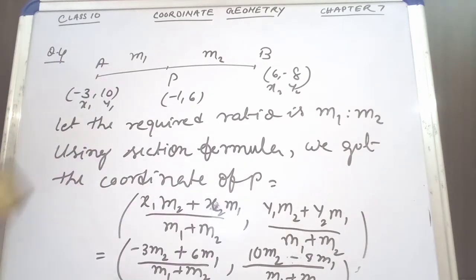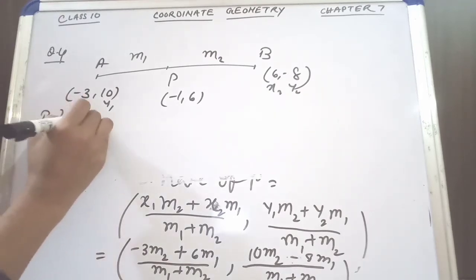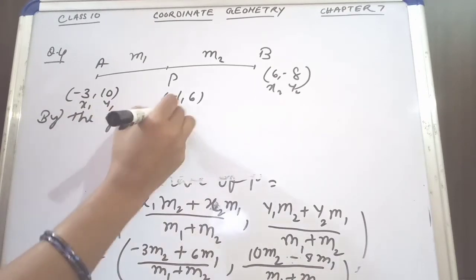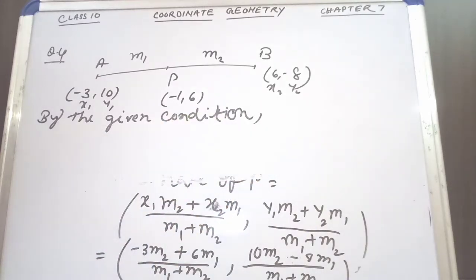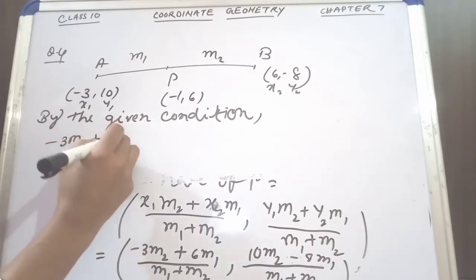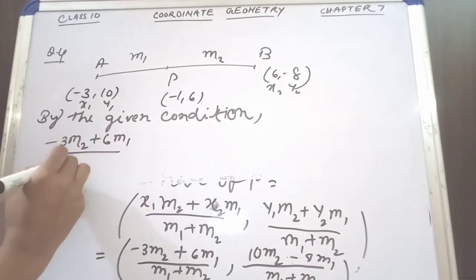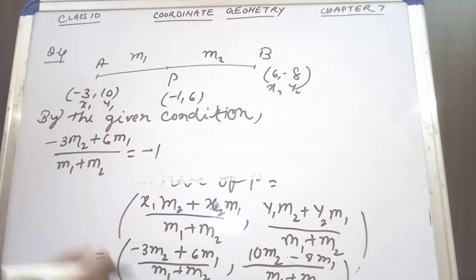So by the given condition, minus 3 m2 plus 6 m1 by m1 plus m2 is equal to minus 1. This x coordinate is equal to this x coordinate because both are the coordinate of P.